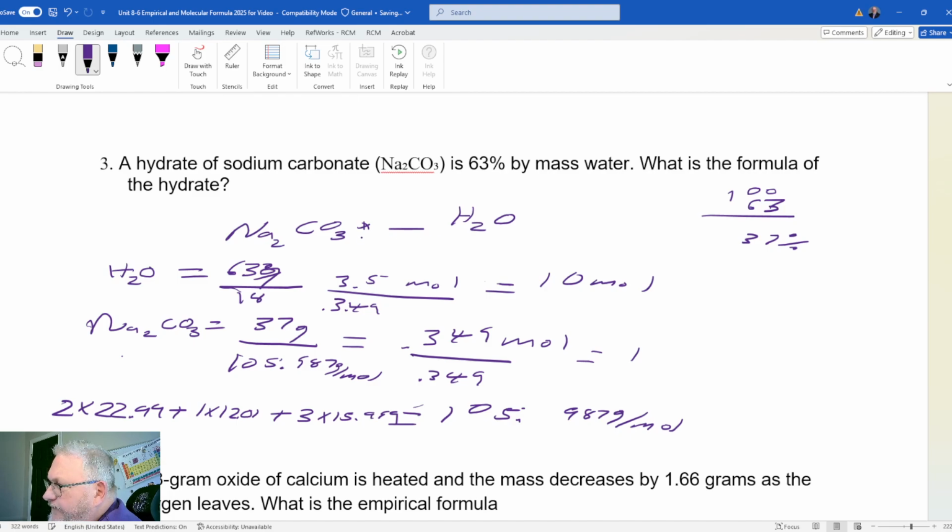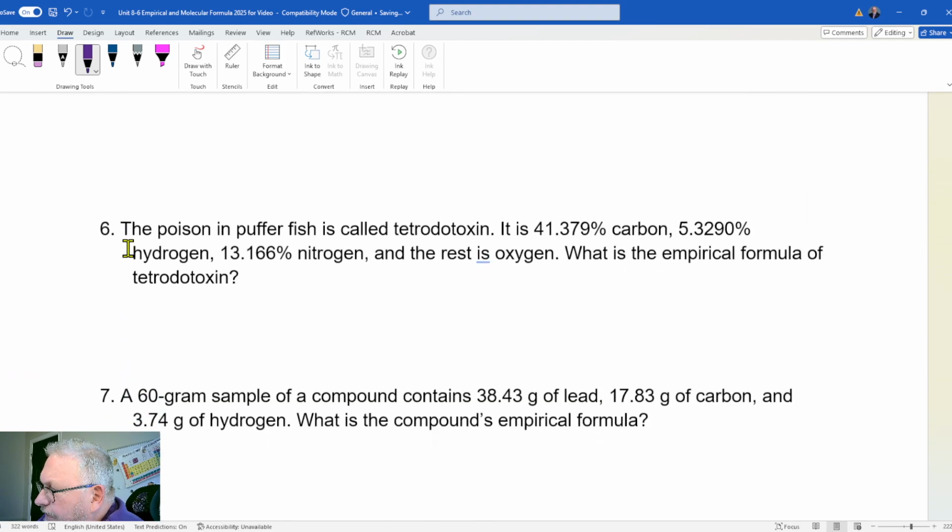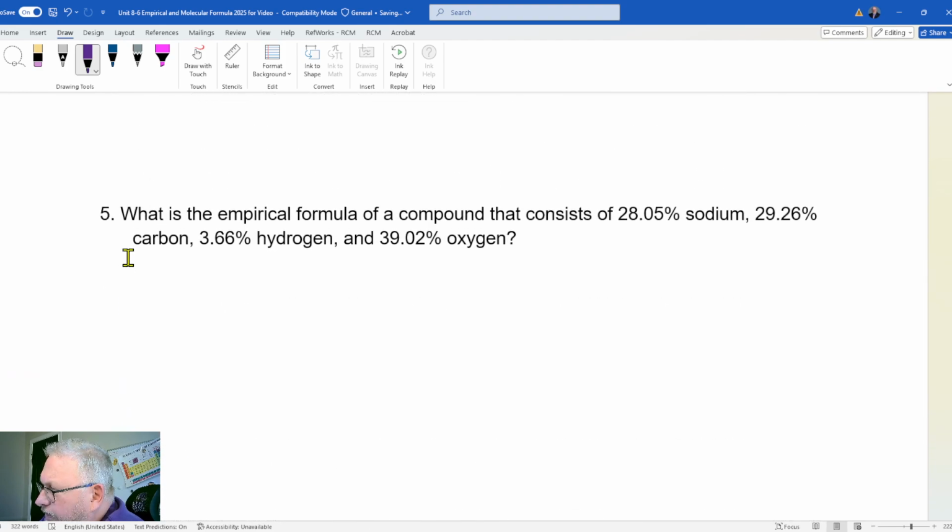So that means the formula for this would be Na2CO3 with 1 mole there and 10 moles of water. Not too shabby and not too hard. We can do this, guys. I'm going to do one more and then call it.